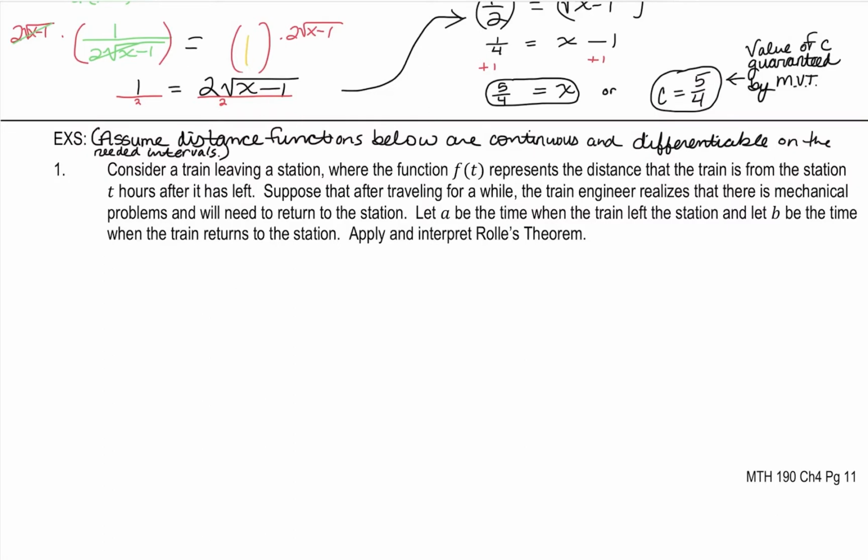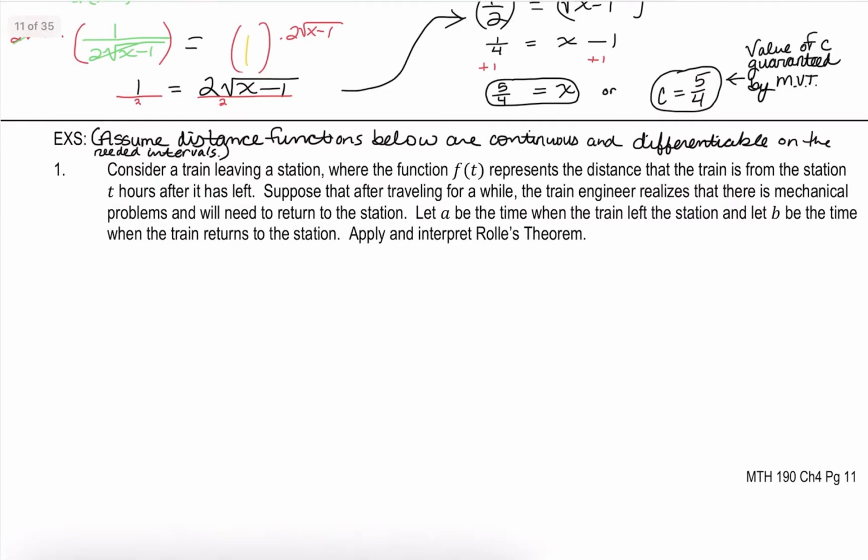Number one says, consider a train leaving a station where f of t is the distance function. Again, we're going to assume this is a continuous and differentiable function on the intervals that we need. It's the distance that the train is away from the station, t hours after it's left. Suppose that after traveling for a while, the train engineer realizes there's a mechanical problem and has to return to the station. Let A be the time when the train left the station and B be the time when the train returns to the station. We want to apply and interpret Rolle's theorem.